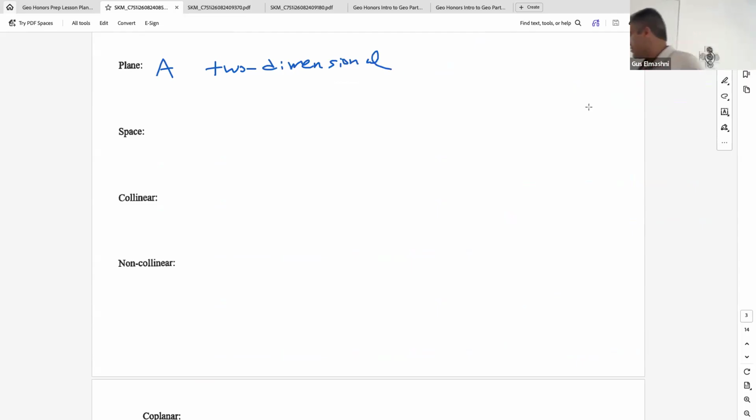So a line looks like this. That's a notation. Yeah, some of these don't have notations though, so don't worry so much about that.